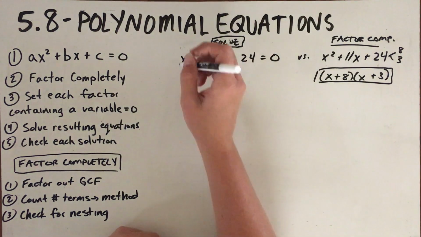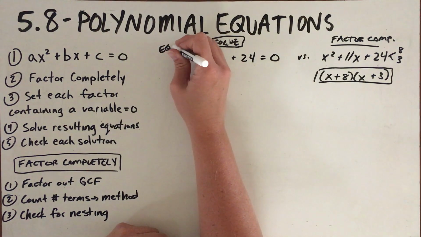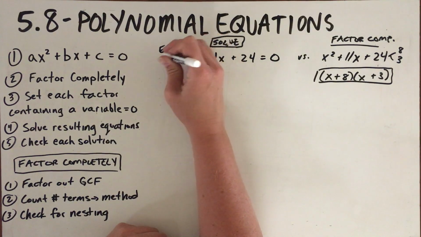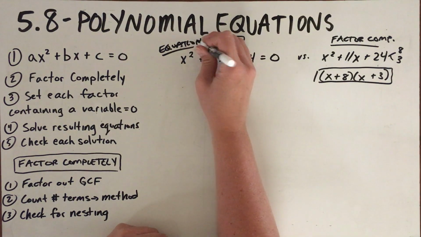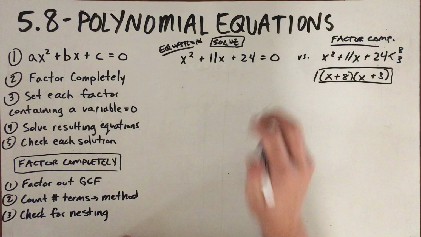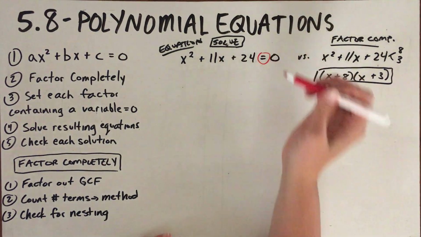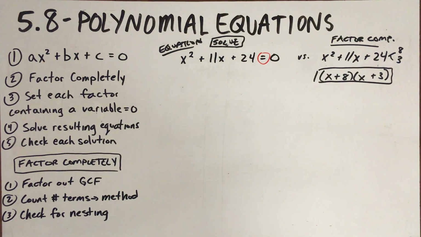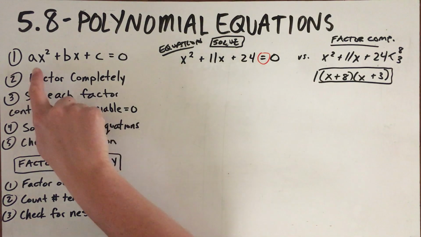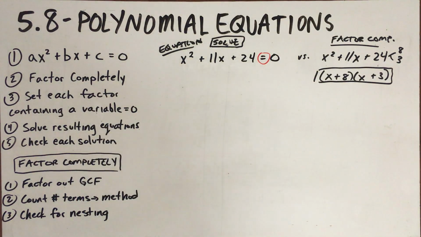This is a different question than this one. This is now an equation. The difference is there is an equal sign, and that's what makes it an equation. When we have an equal sign, this is asking us to do something different: find the values for x that would make this statement true. The way we're going to do that is through the following steps. First, we make sure that it's in standard form.